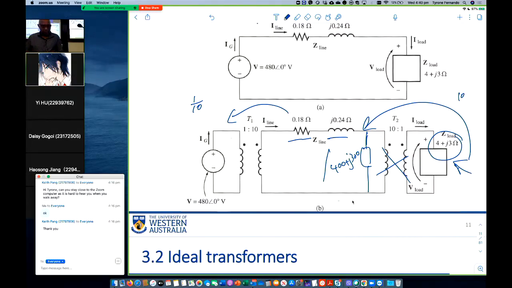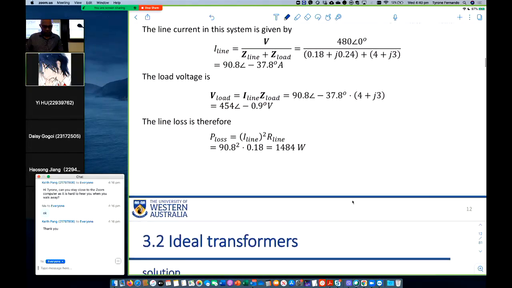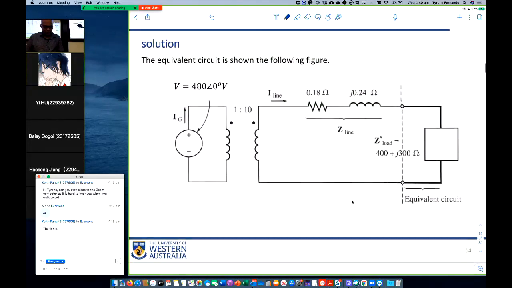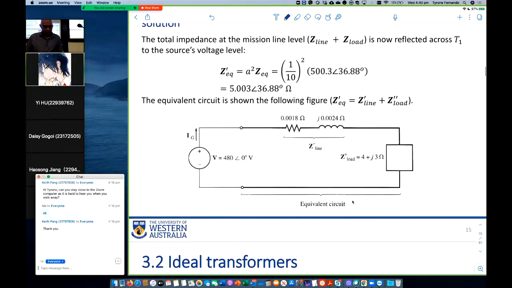So if I multiply this by 1 on 100, this will become 0.0018, right? This will become 0.0024. This will become 4, and this will become 3. So we end up with this circuit, 4 and 3 and 0.0018 and 0.0024, right? That's the circuit we have with the two transformers.